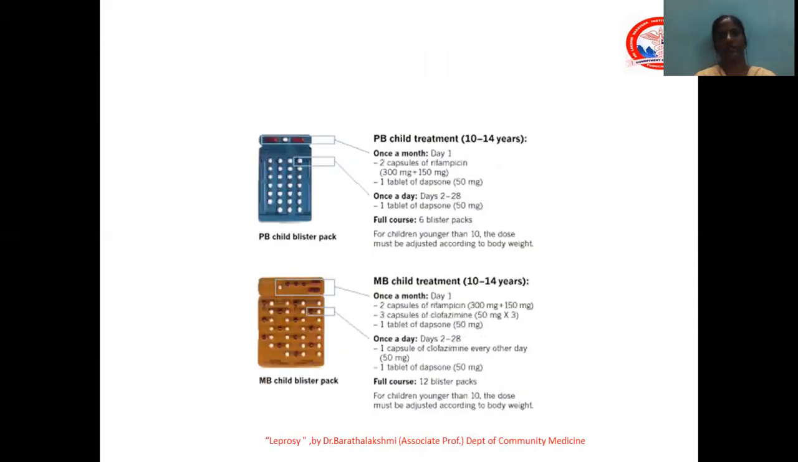So this is the therapy for children. We already know that leprosy doesn't spare children or infants. There is no age bar. Depending on their weight, these treatment strips are fixed. Mostly it is half of the adult dose for a patient between 10 to 14 years.